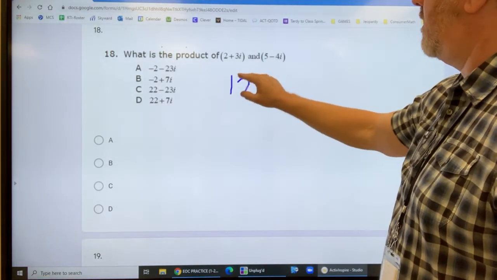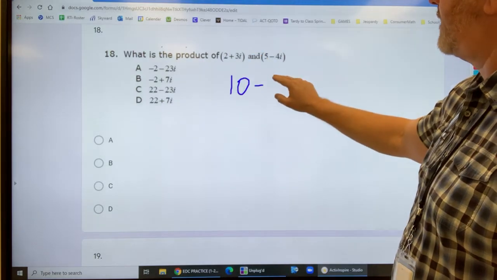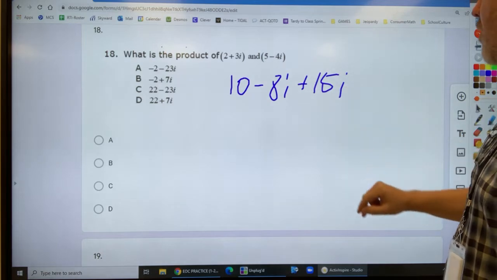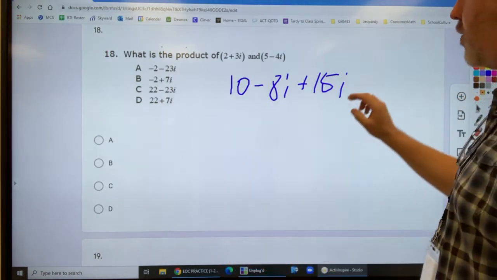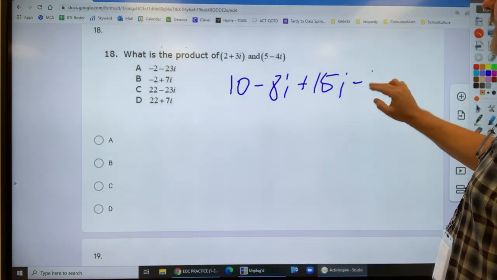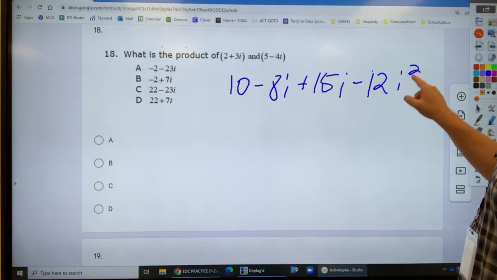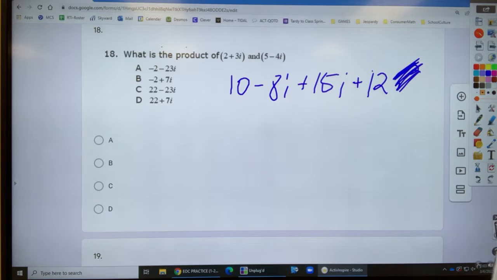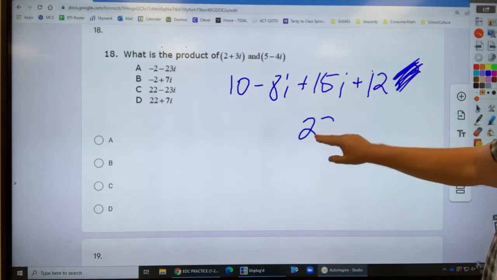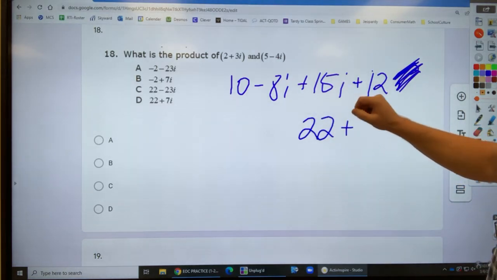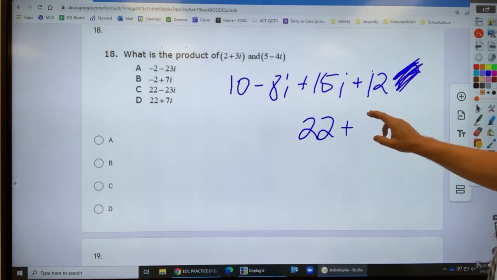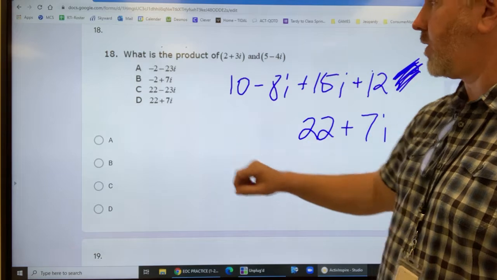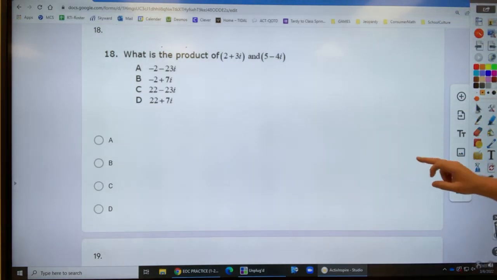So 10 outers minus 8i inners plus 15i. Remember, i works just like a variable unless it's squared. Minus 12i squared. There's my i squared. It multiplies by the 12, the negative 1, and then I end up with 22 plus, that's a 15, my 5s look like 6s sometimes, plus 7i. 22 plus 7i. So we're going to go with D on that one.